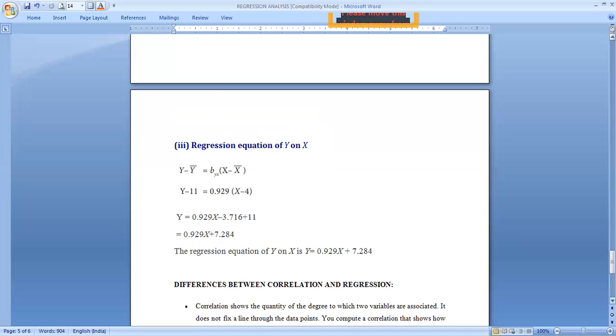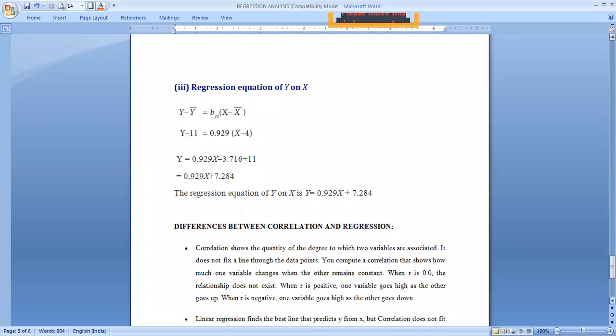And when we make the calculations, we will get y is equal to 0.929x minus 3.716 plus 11, which on further simplification becomes y is equal to 0.929x plus 7.284. So y is equal to 0.929x plus 7.284. In this way, we have found the two regression coefficients and the two regression lines in this example.